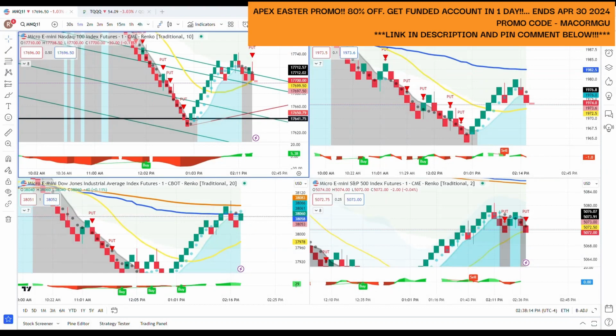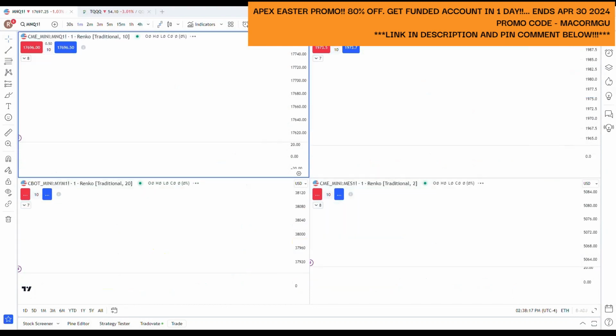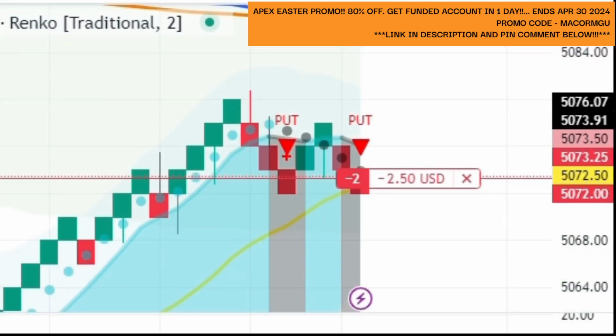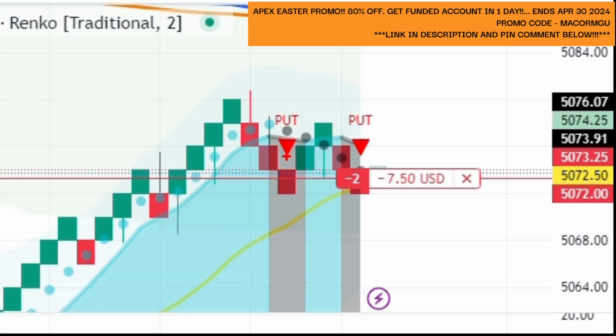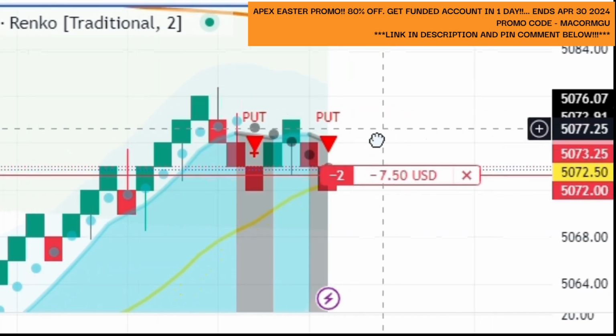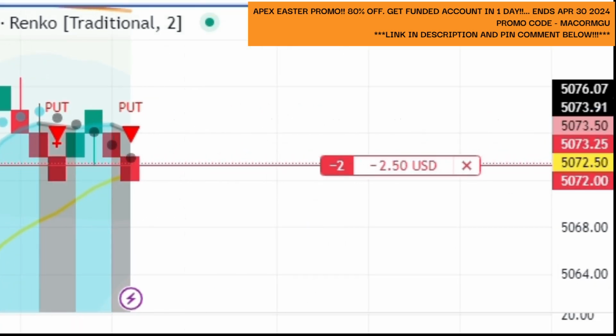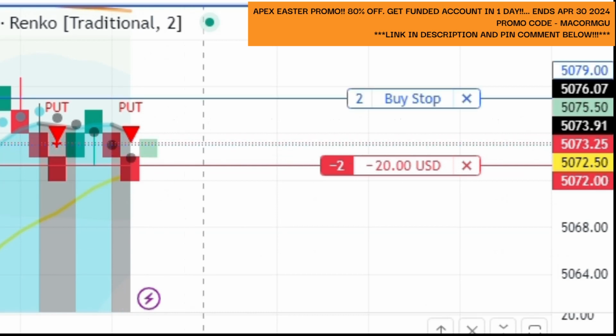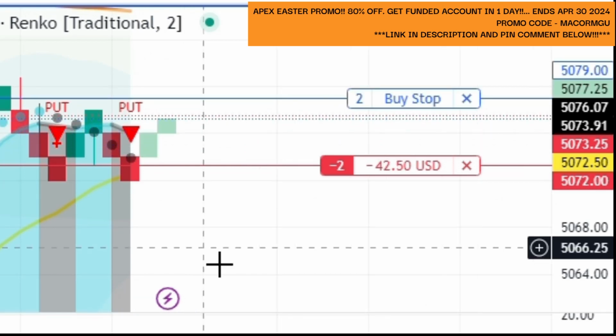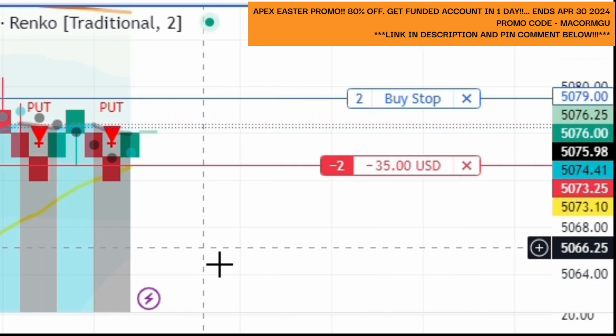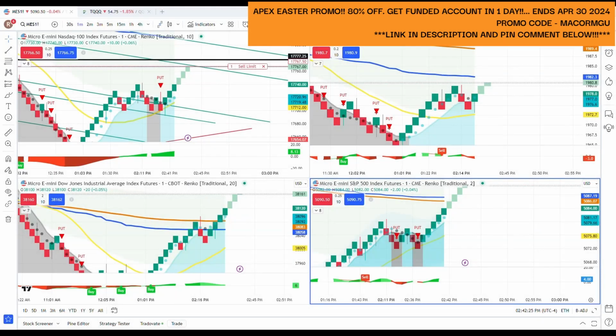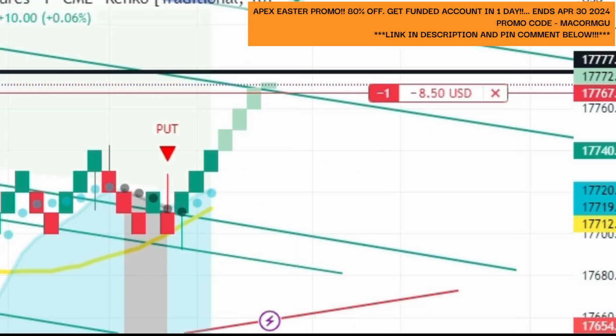And then I went in another time, again, the same type of play, ES, a short on the Renko indicator, and it also ended up with the same loss outcome. Check it out. And then this will be essentially 4 losses in a row. This was an NQ trendline short, and it also ended up with a loss. Take a look.